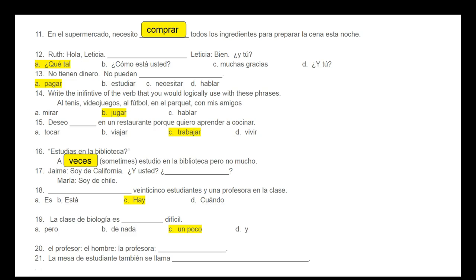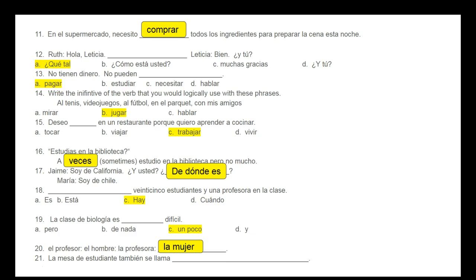Jamie, soy de California. ¿Y usted? De dónde es, right? So that would be the formal way of asking somebody where they're from. 18, hay 25 estudiantes en una profesora en la clase. So there are 25 students and a professor in the class.